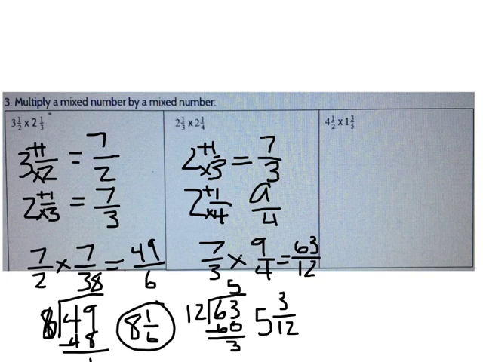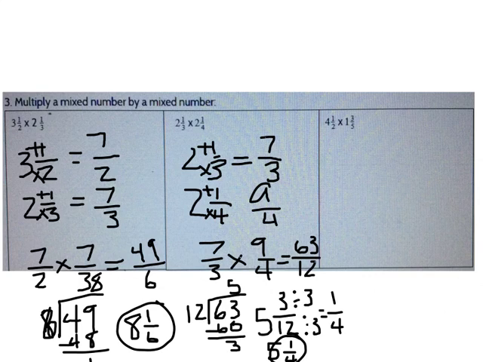I can simplify 3 twelfths. What's a number that goes into 3 and 12? 3 goes into both. When I simplify, what's my final fraction? It's 1/4. So the correct answer is 5 and 1/4. Now you try one on your own. What's 4 and 1/2 times 1 and 3/5?